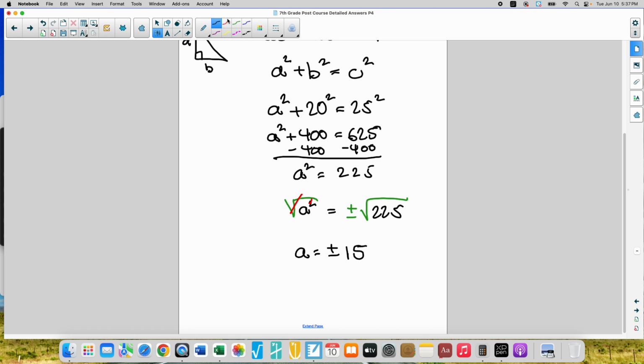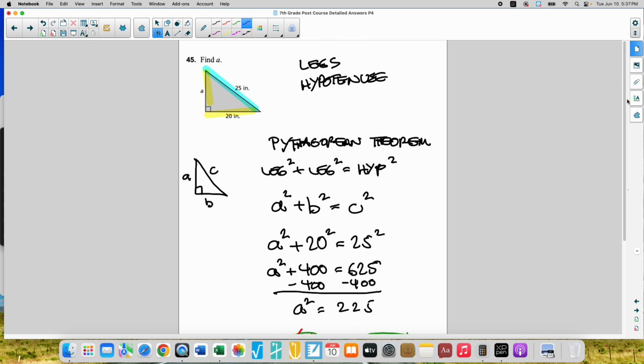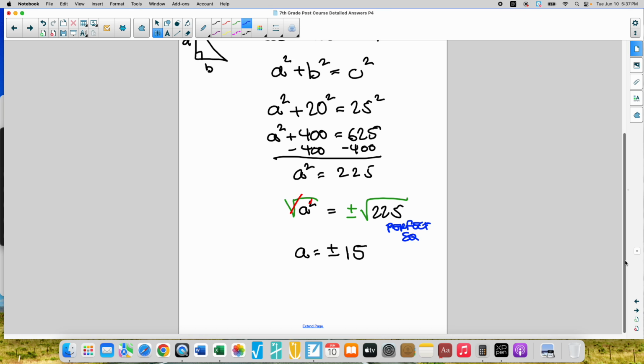Okay, so this is a perfect square, and the perfect square is 15. So my answer is going to be plus or minus 15. Well, what do we know about that? It can't be both of them. It can only be 15. So the answer is 15.